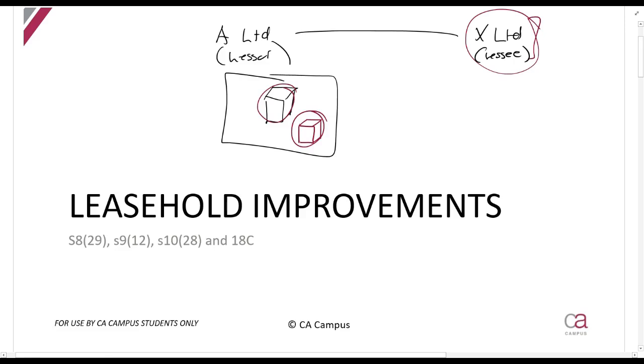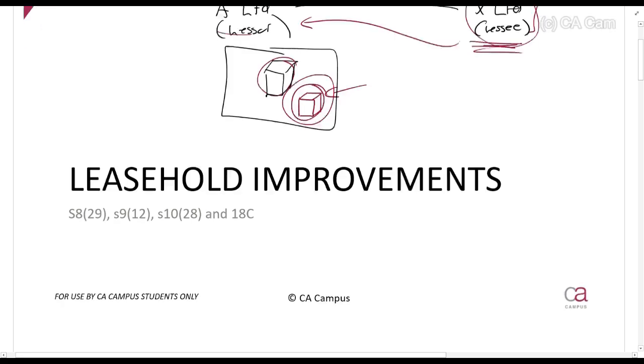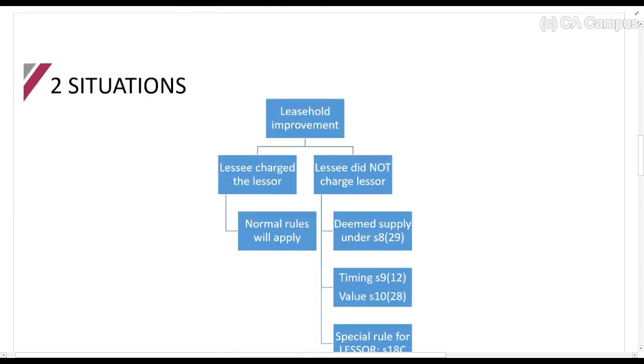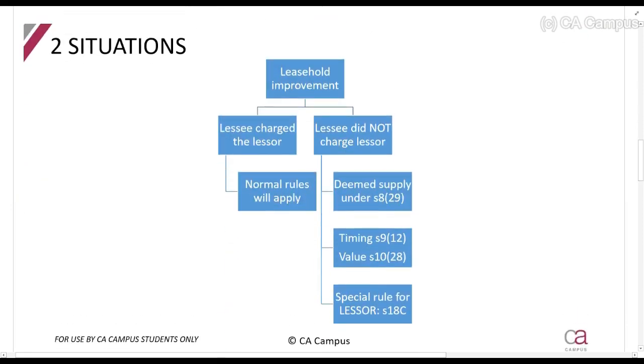Now, what's important for you to understand is that X Limited, the lessee who is building this, can either charge A Limited for this property, where A Limited says you need to build a factory of 5 million rands and they will pay you the 5 million rands, or A Limited just says you need to build a factory and X Limited doesn't charge them. Now, if X Limited charges them, we'll treat it in one way, and if X Limited doesn't charge them, we'll treat it in a different way. So basically we've got two situations for leasehold improvements, where the lessee charged the lessor and where the lessee did not charge the lessor.